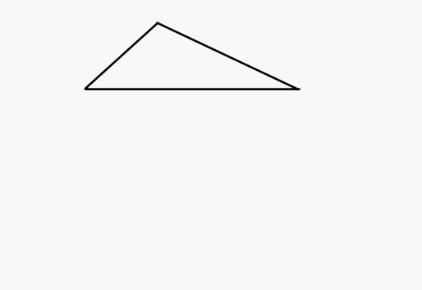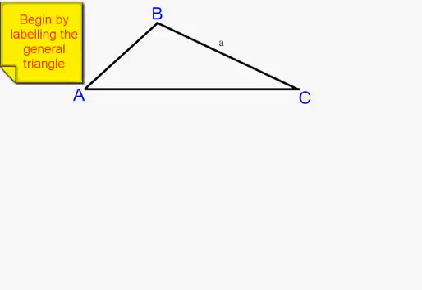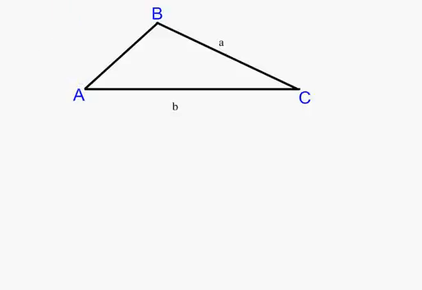Now here we have a scalene triangle, and what we're going to be doing is to prove the cosine rule using an algebraic method. Here we have triangle ABC, and we label the triangle, remembering that the opposite side to the angle is given in lowercase, so we have a, b, and c.